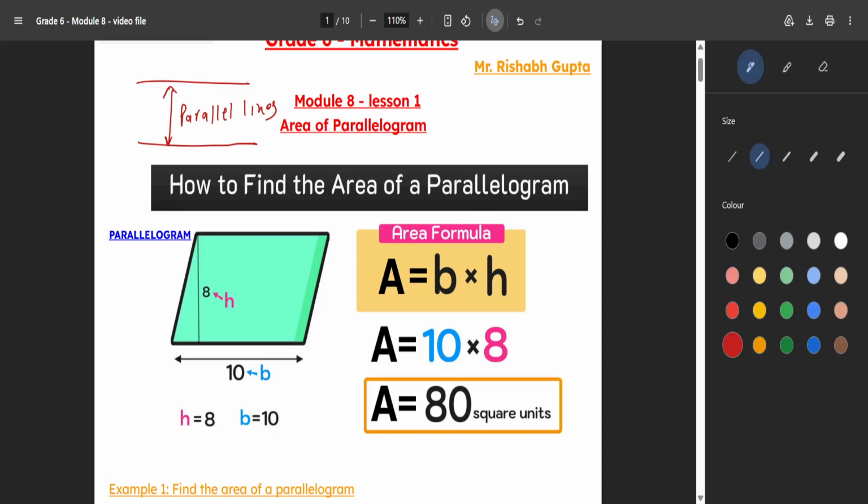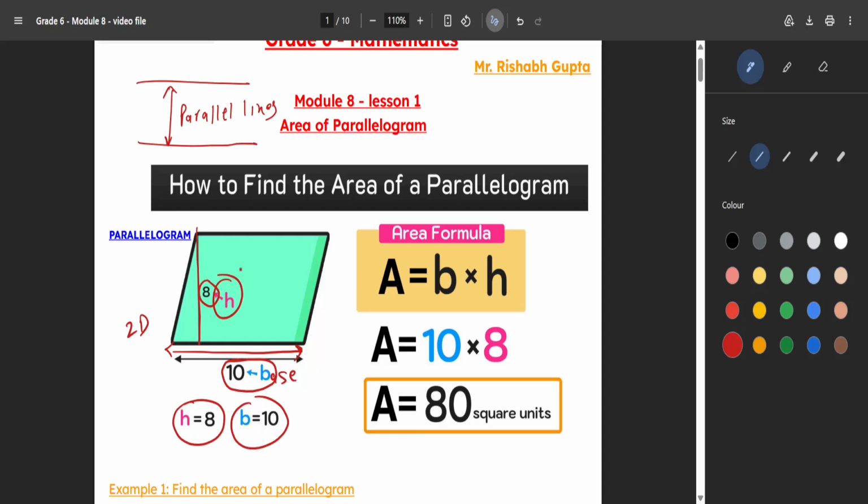Now this parallelogram will have two dimensions because this is a 2D shape. The first dimension is the base. This is the base. And it will have a height. This is the height of the parallelogram. So it has two dimensions, the base and the height.